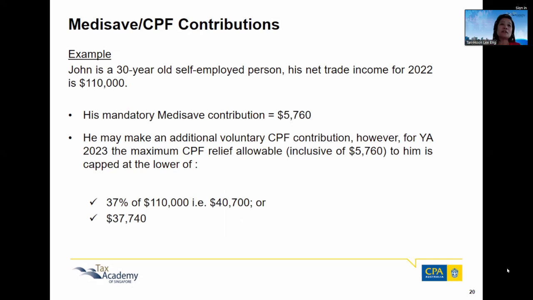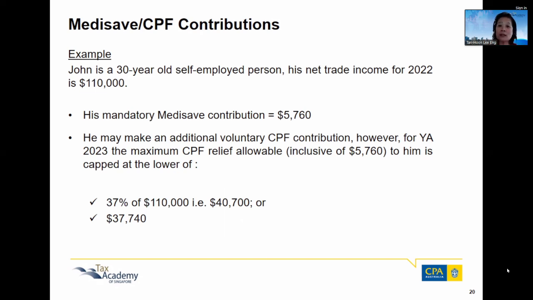Okay, here we compare the three items of the CPF relief allowable: the lowest of the three, 37% of the net trade income, the 37,740, or the actual contribution. John is a 30-year-old self-employed person. His net trade income for 2022 is 110,000. He has to make mandatory MediSave contribution, and that's the max, the 5,760, based on his age and the net trade income. So he has to make 5,760.